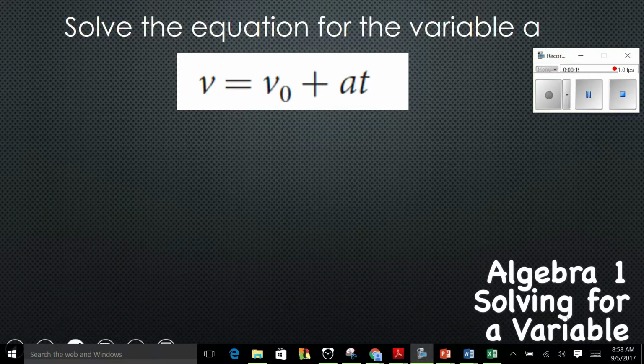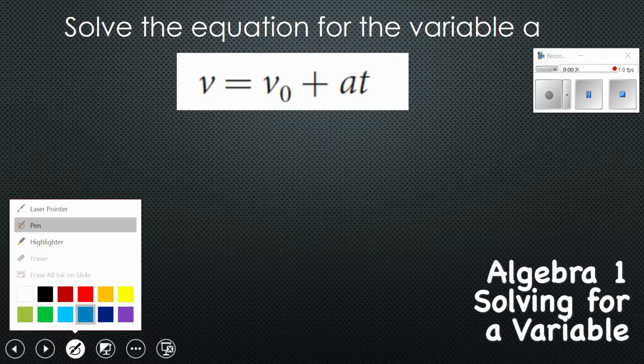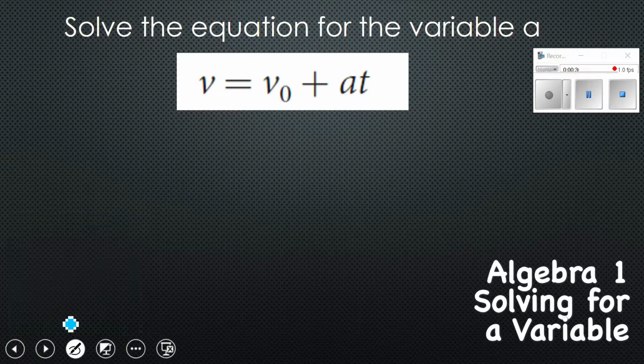My instructions are hidden there. Okay, solve the equation for variable a. All right, so here we go. We're going to just start moving things around. Let's see how this goes. So we want to get down to a right there. So how do we get there? Well, we've got to do a couple steps first.